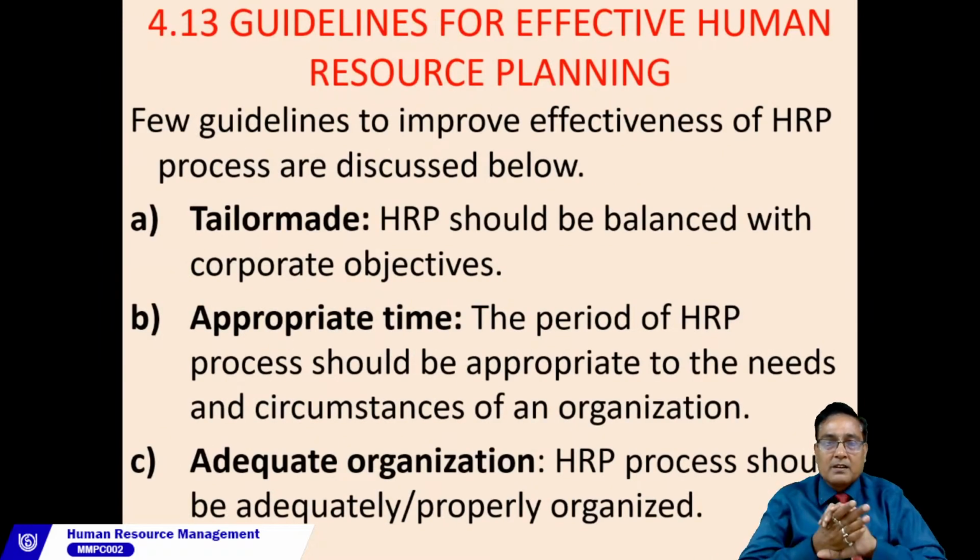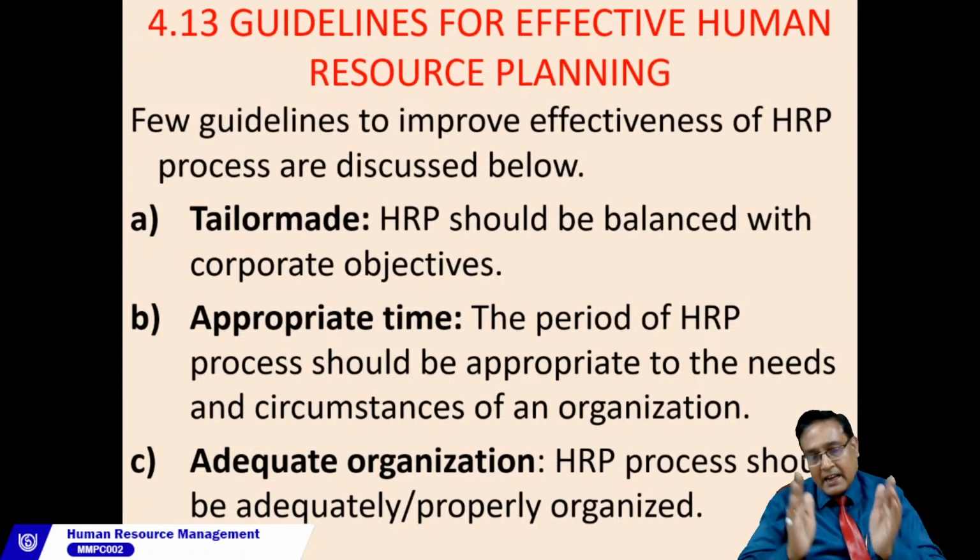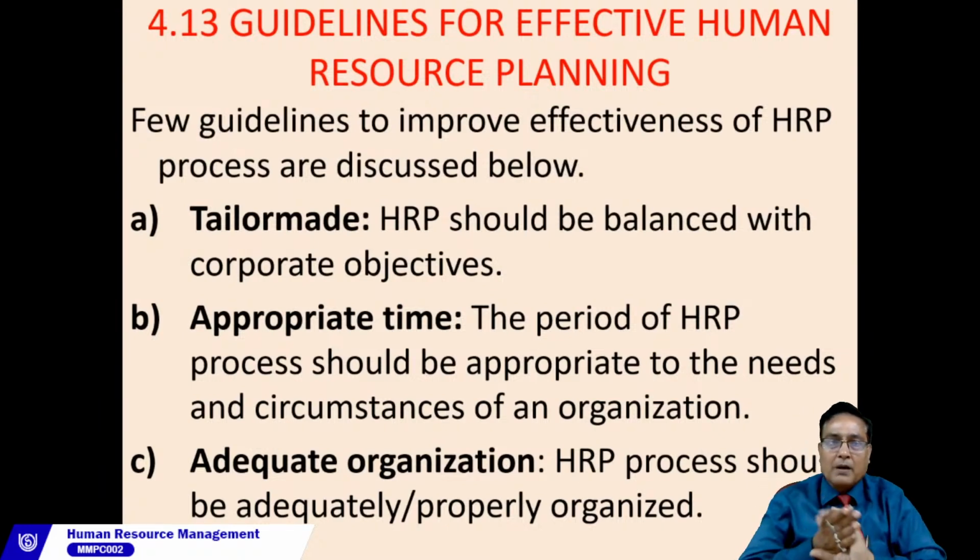Guidelines for effective human resource planning. These are the guidelines that must be considered. Number one, tailor-made: HRP should be balanced with the corporate objectives. Number two, appropriate timing should be there. Number three, adequate organization should be there; the HR process should be properly organized. So tailor-made, appropriate timing, and adequate organization are the guidelines for effective human resource planning.